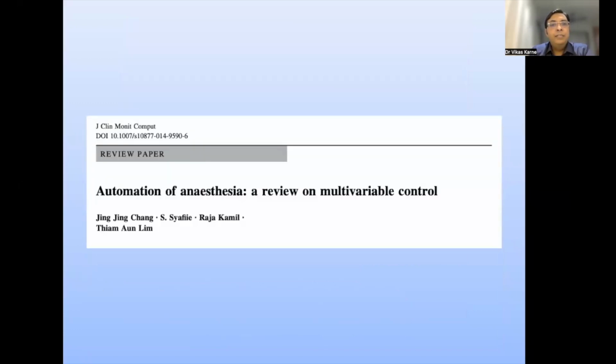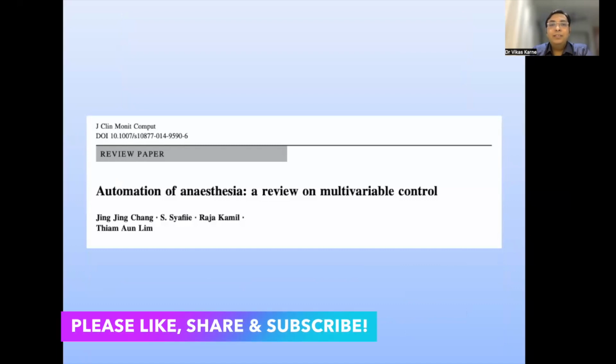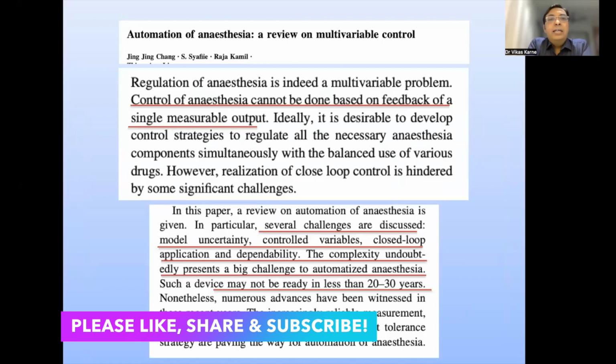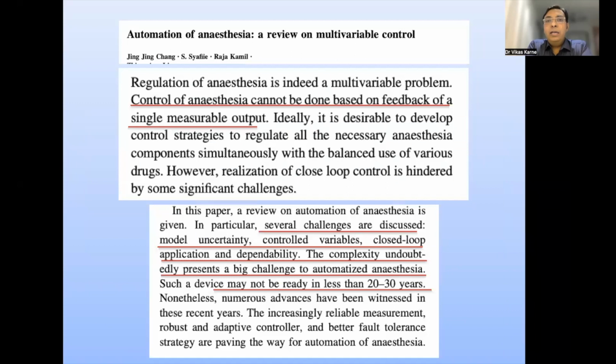Another study, again related to the automation of anesthesia, is a review on multivariable control. It says that regulation of anesthesia is indeed a multivariable problem, so it is trying to tell us where we are heading. Control of anesthesia cannot be done based on the feedback of a single measurable output. Several challenges are discussed in this paper, including model uncertainty, controlled variables, closed loop application, and our dependability on all this. It is definitely a very complex challenge to automatize anesthesia.